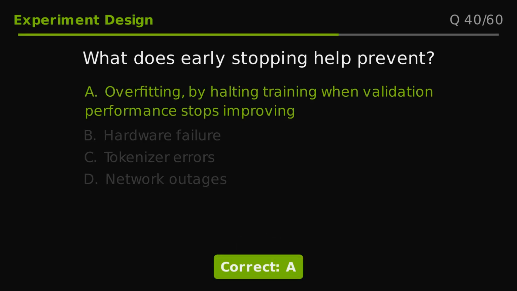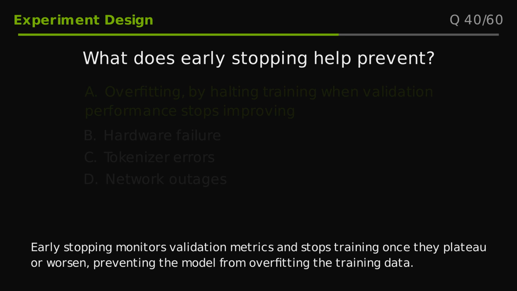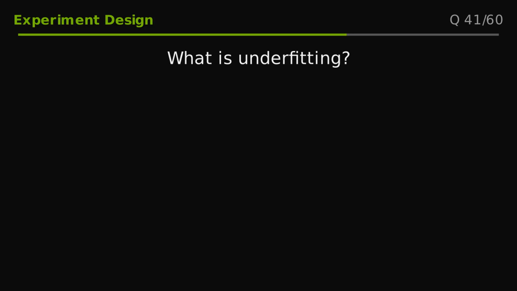The correct answer is A. Early stopping monitors validation metrics and stops training once they plateau or worsen, preventing the model from overfitting the training data. Question 41. What is underfitting?